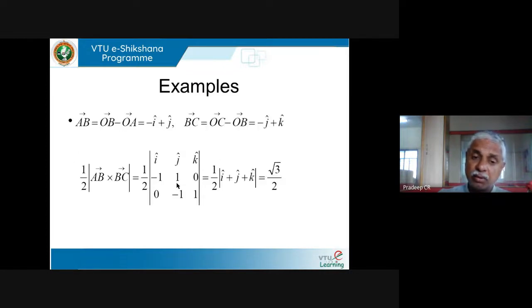So now AB cross AC is what I want to find. There's the usual determinant. I know AB and I know AC, so plug in their coefficients in the second and third rows, and then I have i, j, k in the first row. Carry out these calculations. I hope I have done the correct calculations. Please check once yourself.